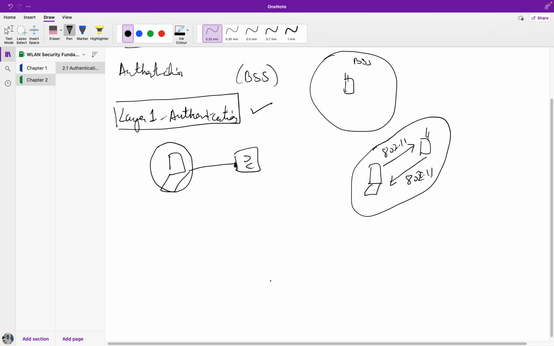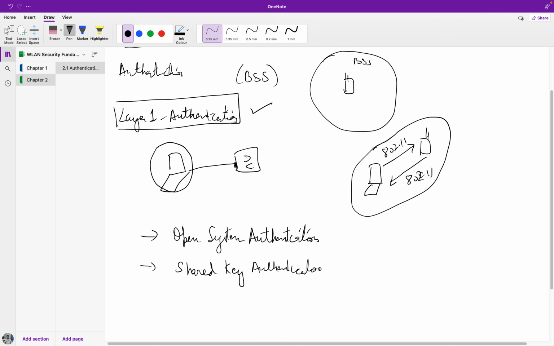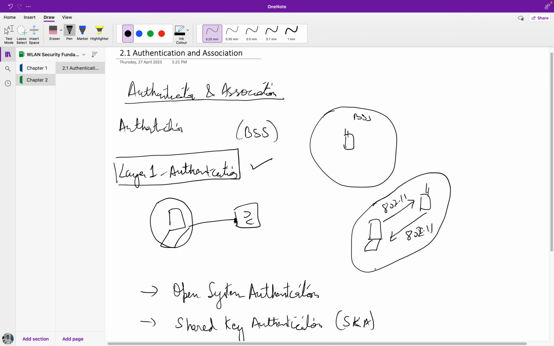Okay. Now these are of two types. One is open system authentication, and the other is shared key authentication, also known as SKA. Okay. Now please do not confuse this with layer 2 authentication.